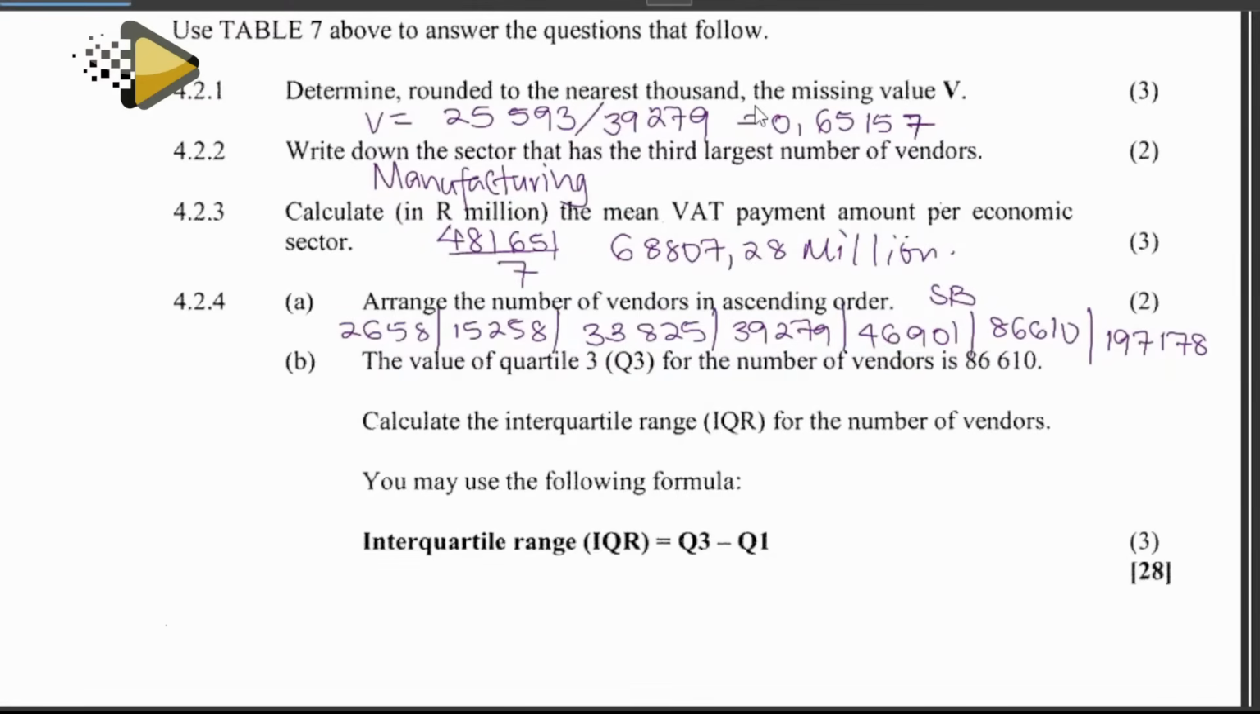Now, the value of Q3 for the number of vendors is, all right, that much. Then I say, calculate the interquartile range, IQR, so do we have Q1 for the number of vendors? Indeed, Q3 is the middle number. Because they are 7, so this is the median, our Q2. So what is the median on the left? This becomes our Q1.